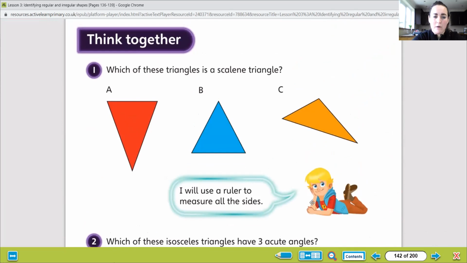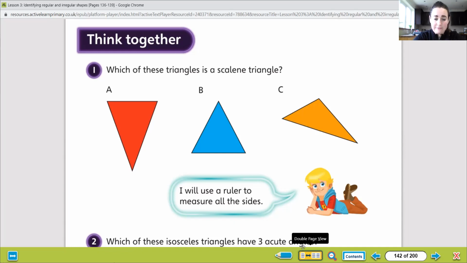Remember, where there's a character that pops up with a speech bubble, that's a bit of a clue. You could use a ruler to measure the sides. The measurement itself isn't important in this lesson because I don't need you to measure the exact length. The measurement will help you decide whether the sides are the same size or not. So which of these triangles has got completely different angles and sides? Pause the video here and just choose which one.